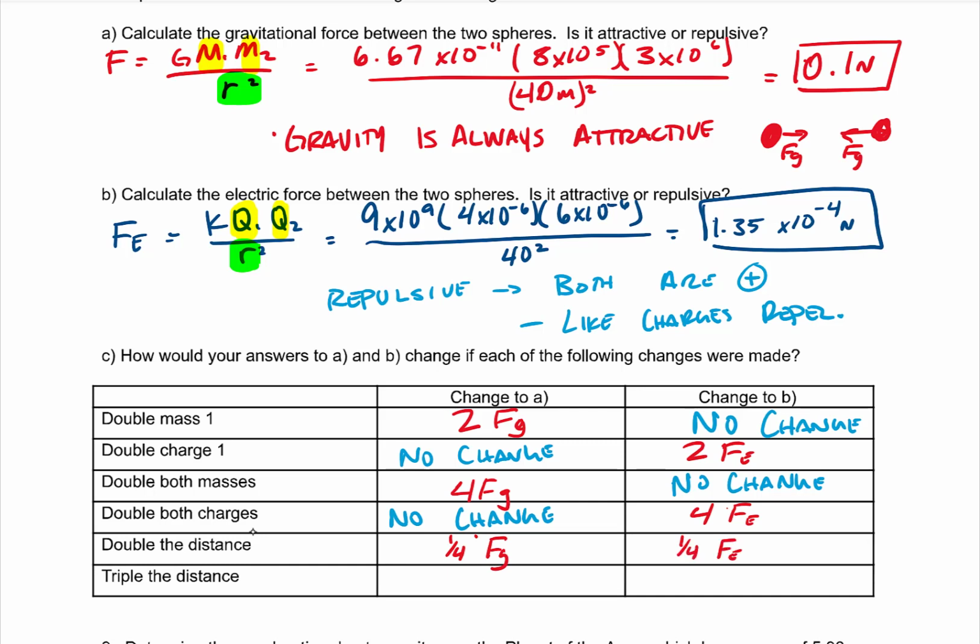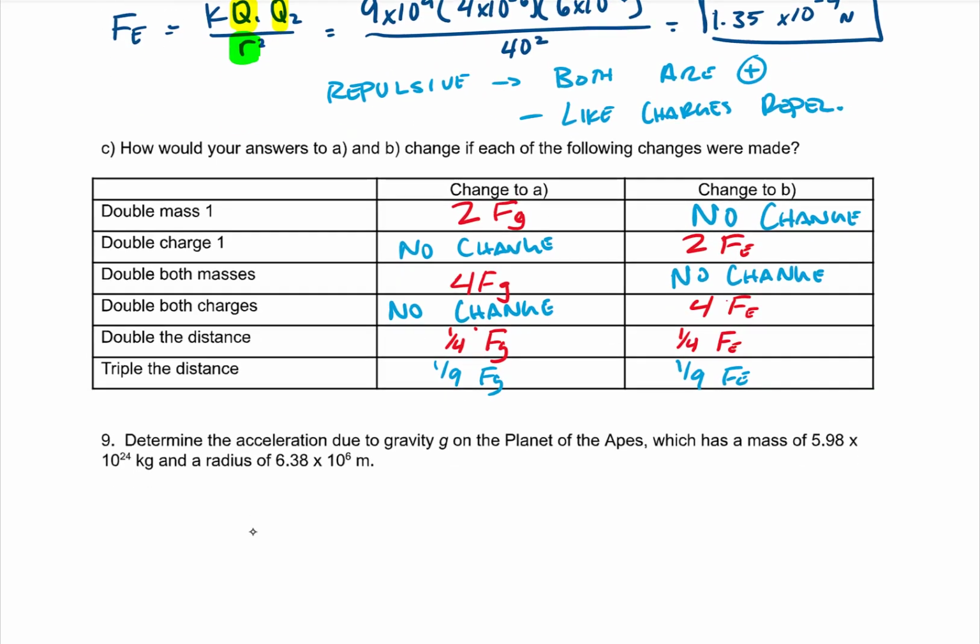And then if we triple the distance instead of doubling it, we're not dividing by 3, we're dividing by 3 squared. So I'm going to have 1/9 the gravitational force and 1/9 the electric force.